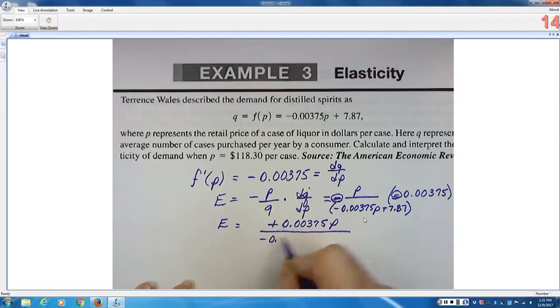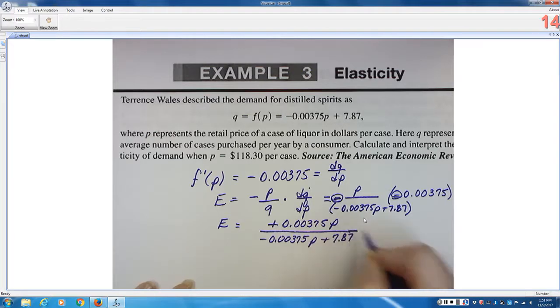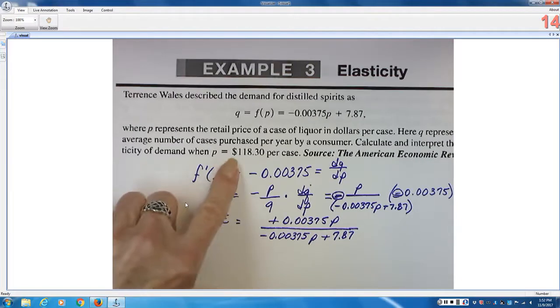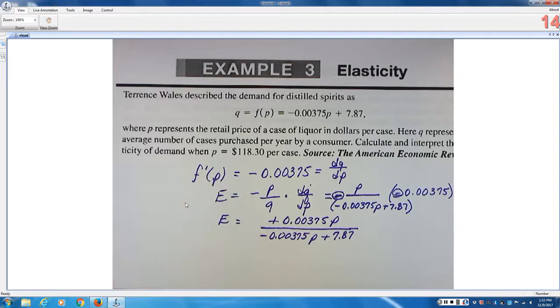Over negative 0.00375 times P plus 7.87. And there are no units here because they've canceled out. E is like a coefficient. So now all we need to do is plug in $118.30. So the top is positive and the bottom stays negative? Yes.